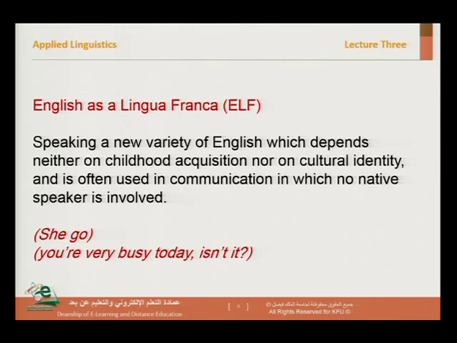For example, they say, she go. You are busy today, isn't it? Sorry, you're very busy today, isn't it? So instead of saying, aren't you, they say, isn't it? Which is a new variety of English. This is English as a lingua franca. Native speakers do not say this in their communication with each other or with non-native speakers.